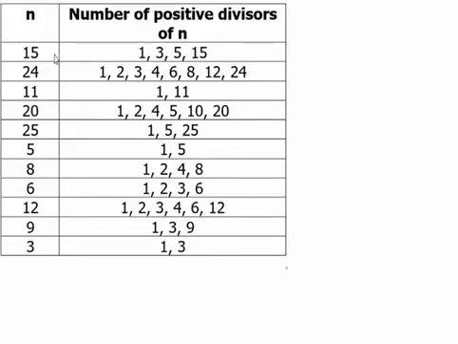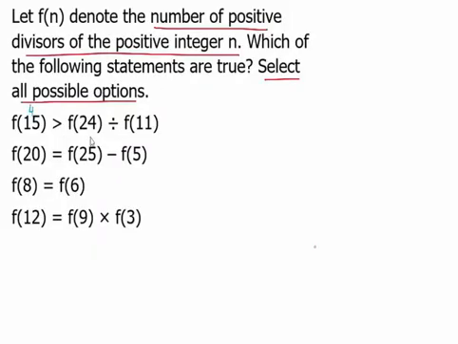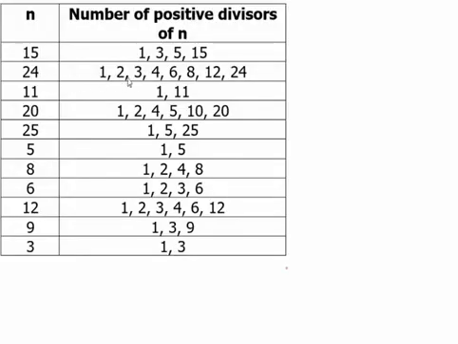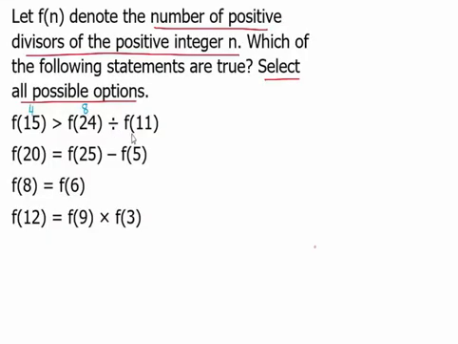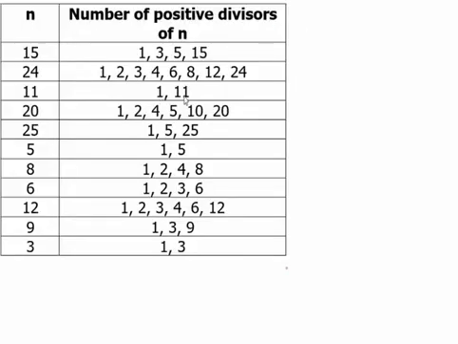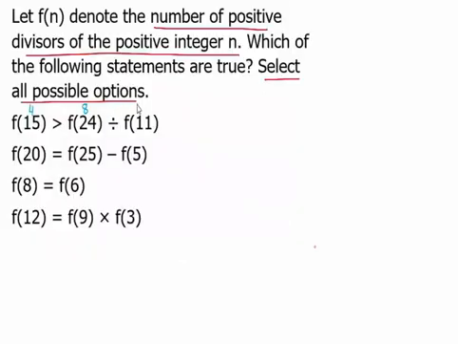The divisors of 15 are 1, 3, 5 and 15, and therefore F15, that is the number of divisors of 15, is 4. So we have this as 4. Let's get to F24. 24 has 8 divisors, therefore F24 is 8. And likewise F11 is going to be 2 because 11 has got only 2 divisors. So then the question is 4 greater than 8 divided by 2? Well, 8 divided by 2 is 4, and 4 is not greater than 4. 4 is equal to 4. Therefore, this statement is not right.